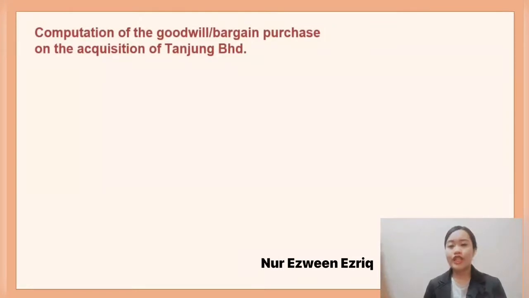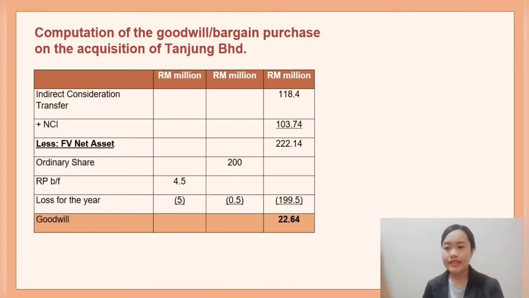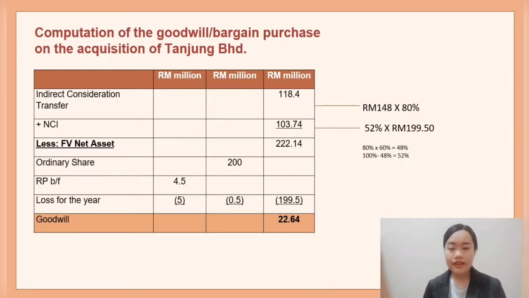Next, I will answer question 2 part B. Here is the computation of goodwill or bargain purchase on the acquisition of Tanjung Berhad. First of all, we need to calculate the indirect consideration transfer of Tanjung. The first component needed in the consideration transfer is the acquisition paid of 148 million. The portion of investment of ALIF Berhad in Mas Berhad is 80%, and we get 118.4 million. Secondly, calculate the NCI. Indirect investment of ALIF through Mas is 48%. How to get that? 80% direct investment in Mas multiplied by investment of Mas in Tanjung of 60%. So the balance of 52% is for the NCI.